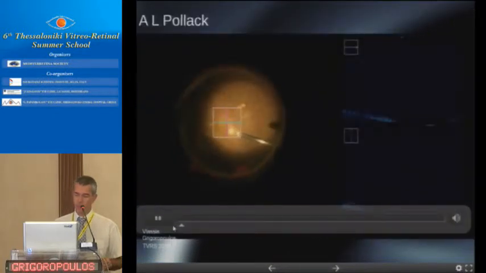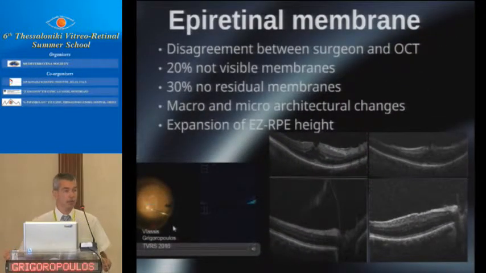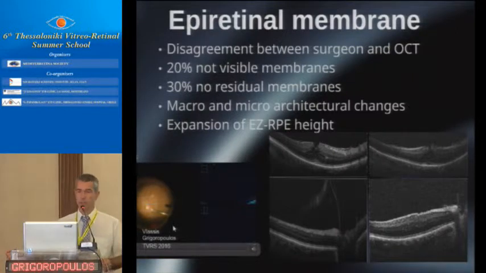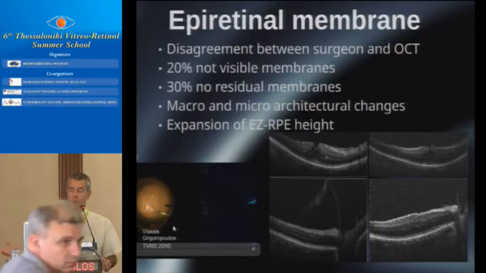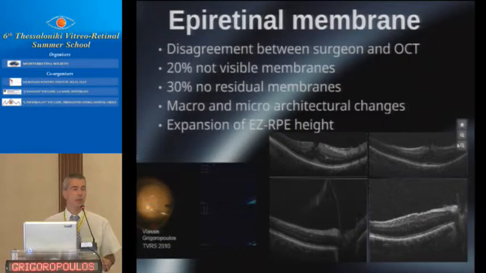Epiretinal membranes were the cases in which the intraoperative OCT was used most, and they found a disagreement between the surgeon and the OCT, which means that in 20% of cases where the surgeon thought that he had removed all the membrane, like you see in the top picture here, the OCT showed that there was some remaining membrane on the retina. And in 30%, where the surgeon thought that he had not removed all the membrane, the OCT showed that there were no membranes left on the retina.